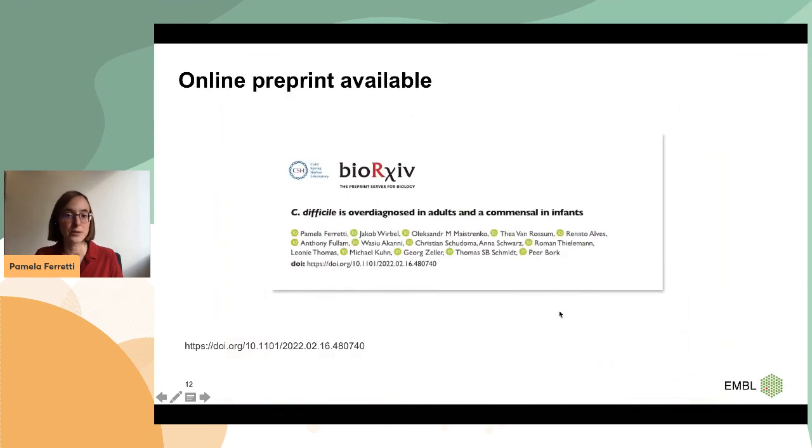And with this, I would also like to highlight that if you're interested in these results, you can find all of these plots as well as many others in this preprint that has been recently posted and is available online.